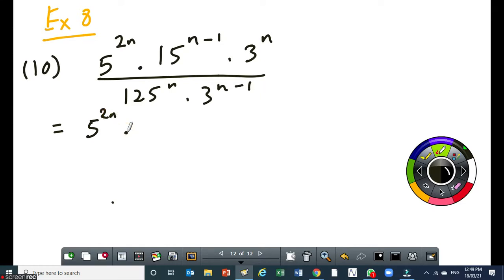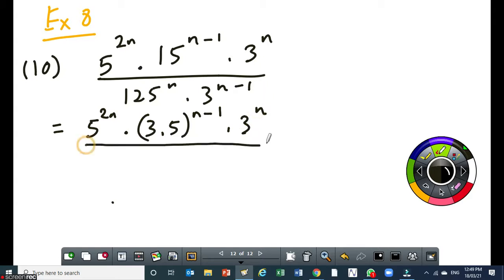The 15 I can write as 3 times 5. Then I'll put that in brackets, raised to the power of n minus 1 times 3 to the power of n all over. The denominator, 125, can be written as 5 cubed. So that will be 5 cubed raised to the power of n times 3 to the power of n minus 1. So I've converted all bases that are not prime to prime bases.